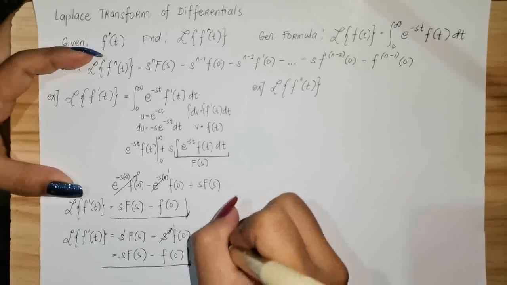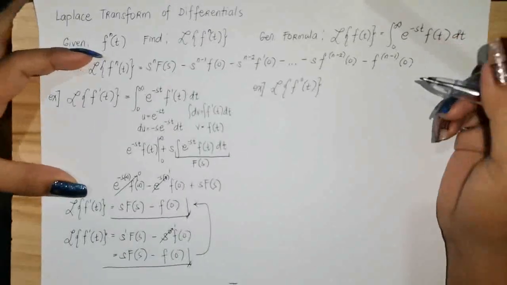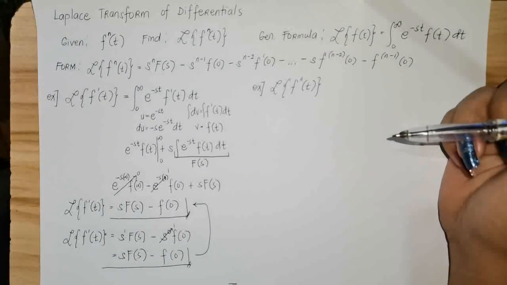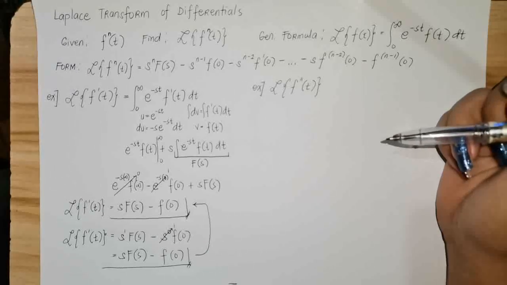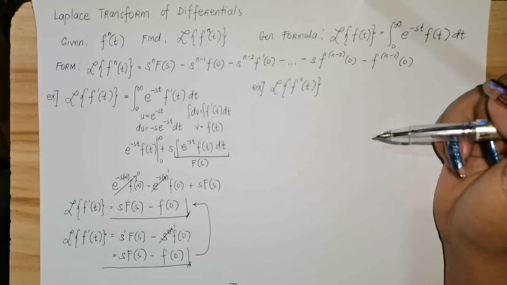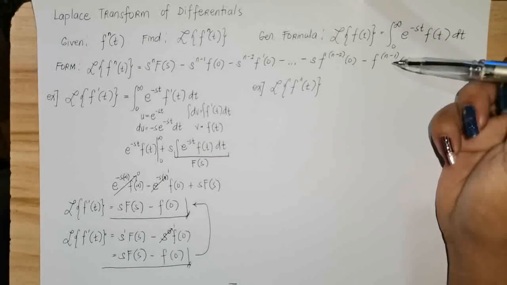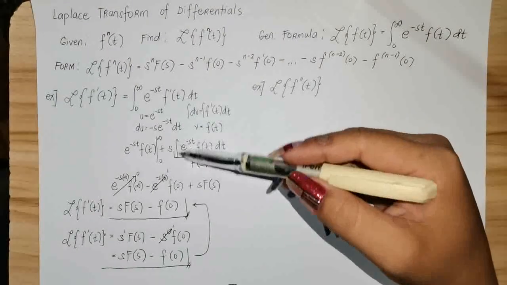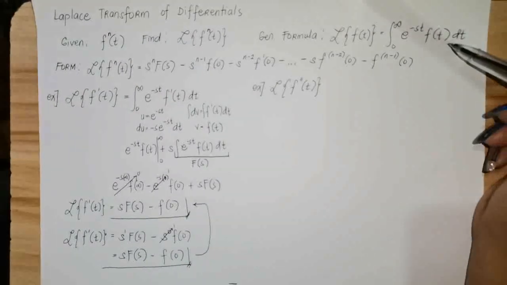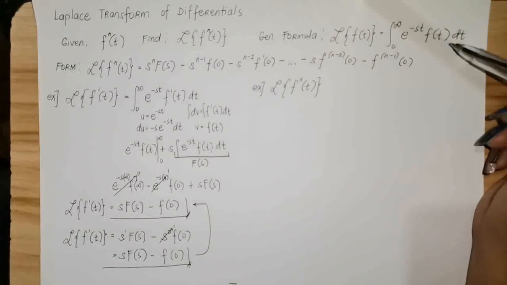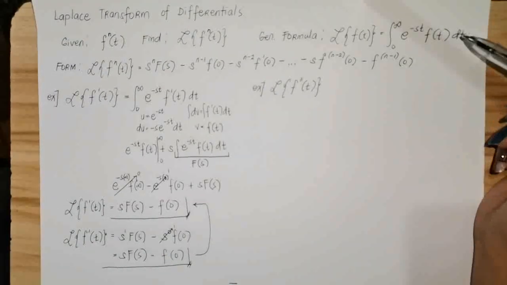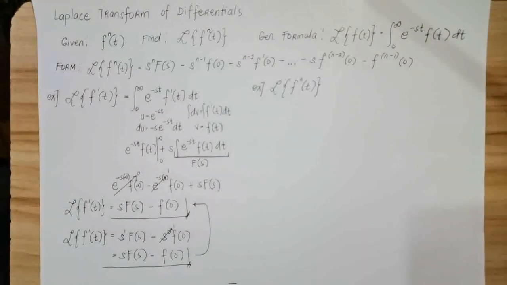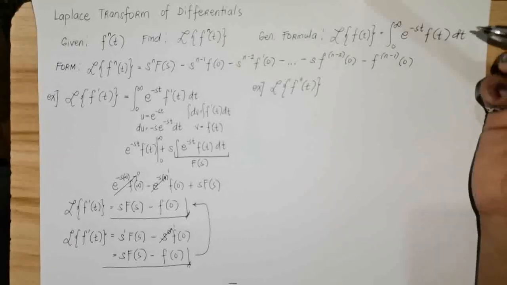This will be the same as the answer when you use the general formula of the Laplace transform. So you can use the shortcut if you understand how to use the shortcut formula, and you may also use the long method, which is the general formula for the Laplace transform. So, let's say we are going to solve for the Laplace transform of the second derivative of f of t.